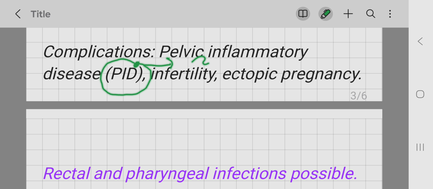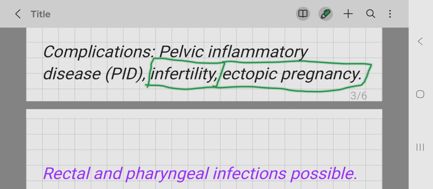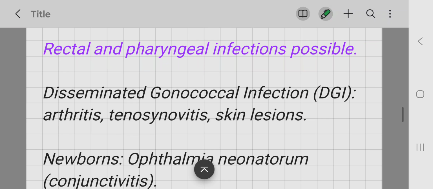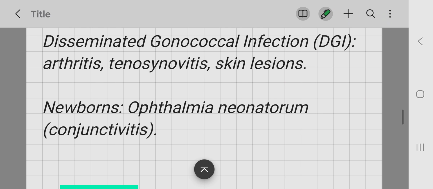Other than Neisseria, chlamydia can also cause pelvic inflammatory disease. It can also lead to infertility, ectopic pregnancy, and salpingitis, which is inflammation of the fallopian tubes. Rectal and pharyngeal infections are possible but are not that important.